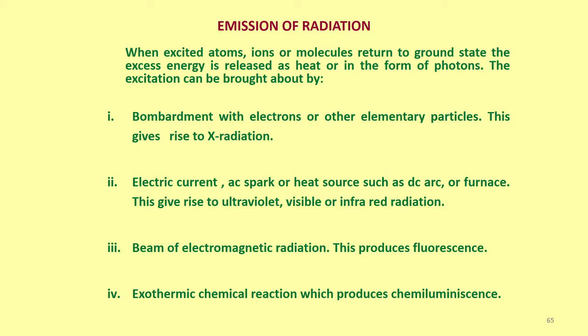Now, I can also use for excitation a beam of electromagnetic radiation. This produces fluorescence. Why? Because sometimes the wavelength coming out is at higher wavelength and lower energy after excitation. So, that produces fluorescence. Exothermal chemical reactions also produce what is known as chemiluminescence. Both these systems I have addressed in my MOC course on spectrophotometry. You can look up the details in that course.